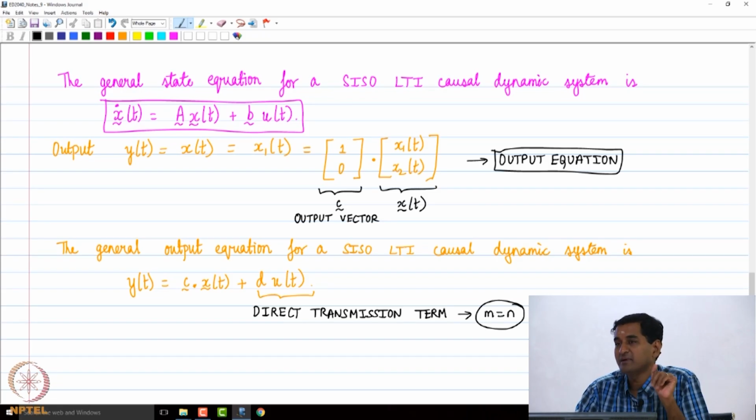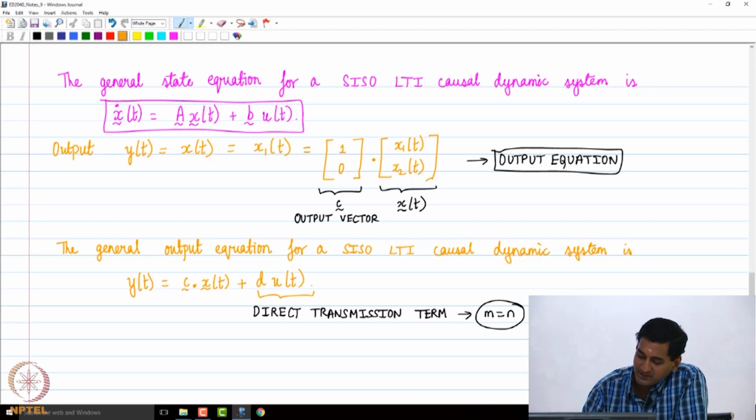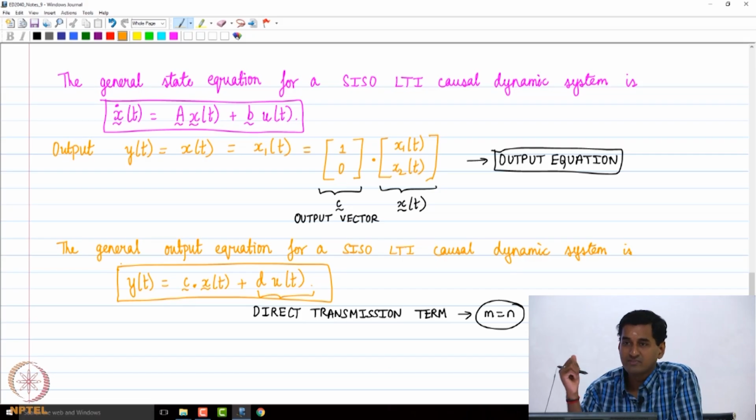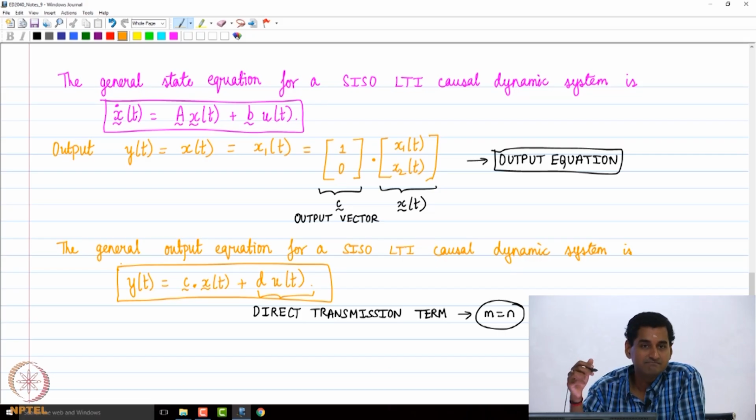Do you remember what are m and n? If you recall the general governing equation of the class of system under study, the ODE, n is the highest derivative of the output term on the left hand side, right? M is the highest derivative of the input term, right? So, in this example m is 0, n is 2, so we do not get a direct transmission term in the output equation for this example, but in general this is going to be the output equation, right? y of t is equal to c dot x of t plus d times u of t. Okay, that is going to be the equation in general.